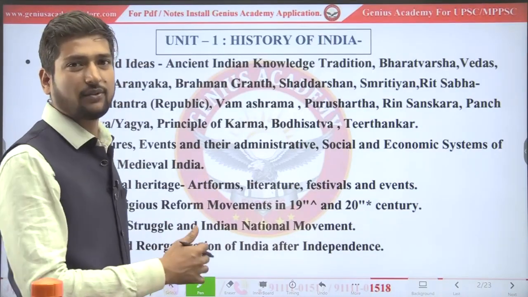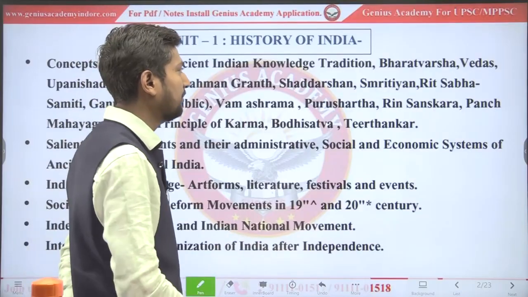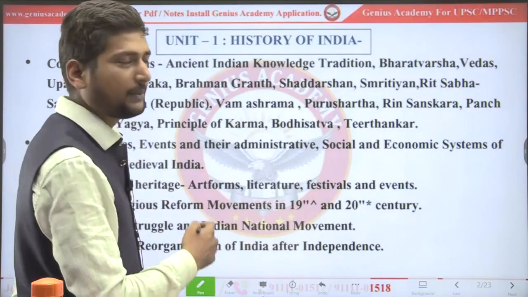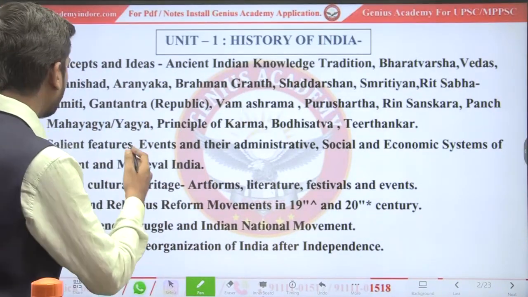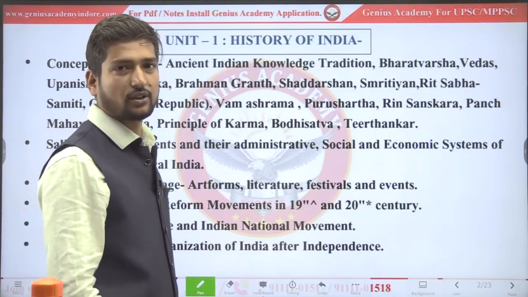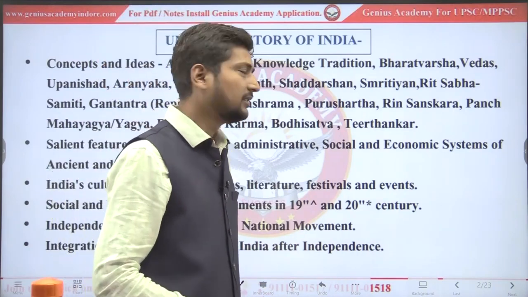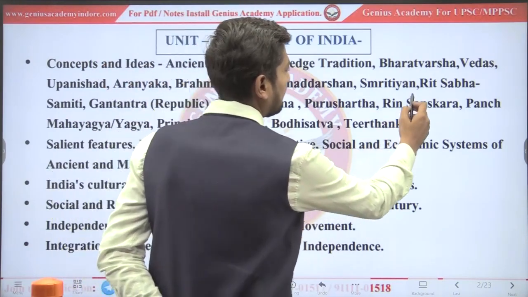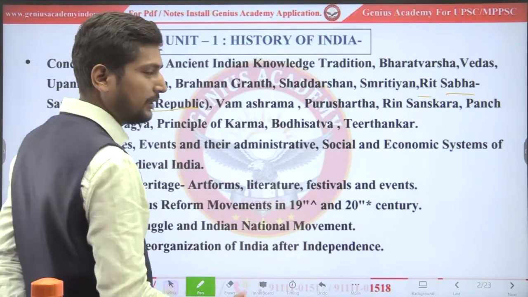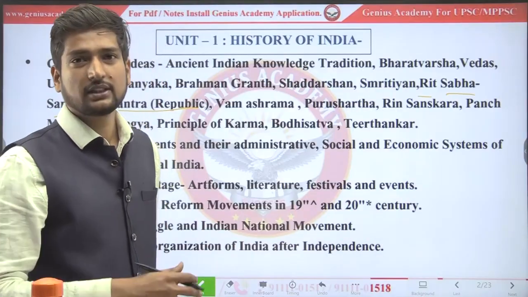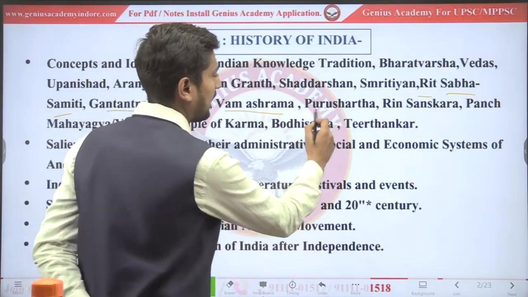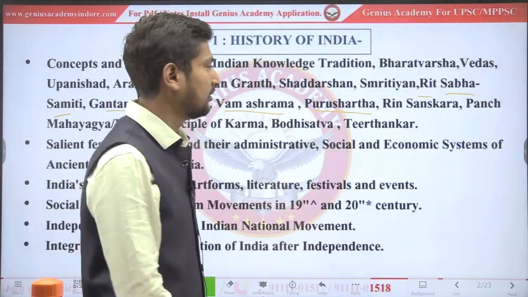So in this we can see what the main points are. MPPSC will ask questions on Bharatvarsh, Vedas, which we will read in the Vedic period, Upanishads, Aranyakas, Brahmana Granth, Sat Darshan, that is philosophy, there are 6 philosophies in India. Smriti, Rit, Sabha, Samiti, Gantantra. During the Mahajanapadas, there were Gantantras also, just like Vaji. Varnashram, Purusharth, the main aims of life.